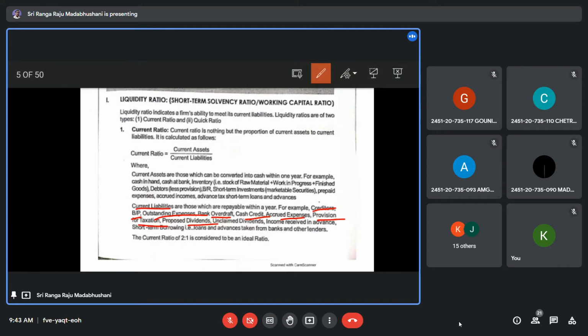Dividend means the profit distributed among the shareholders is called dividend. So we made a provision for dividend. From profit we kept aside for distribution of dividend, that is provision for dividend. And if any dividend is not claimed, we had given it, but they have not encashed it from the bank, so that will remain in our bank account. That is also a temporary fund for us. Unclaimed dividend. And income received in advance.